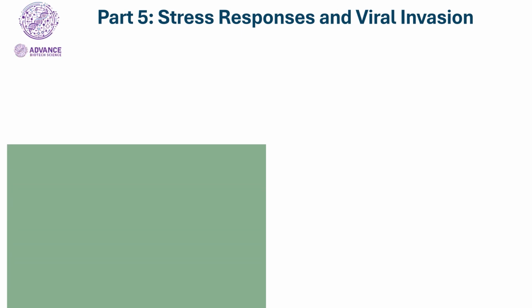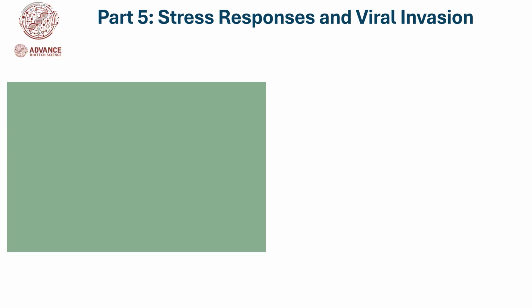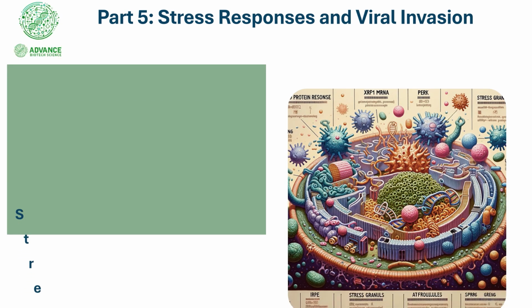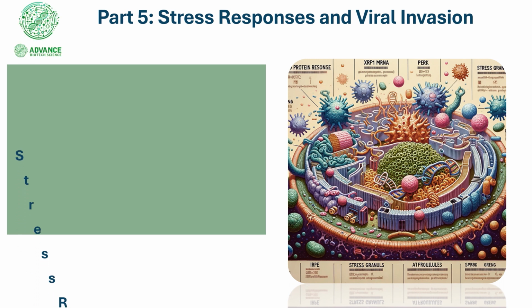ATF6 pathway. ATF6 translocates to the Golgi and is cleaved into a transcription factor that upregulates ER chaperones. Stress granules, SGs, are aggregates of stalled translation complexes that form during stress. Composition. SGs contain untranslated mRNAs, ribosomal subunits, and RNA-binding proteins like G3BP1 and TIA1.